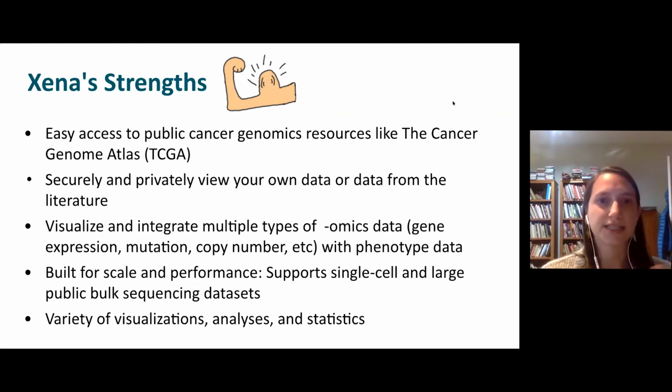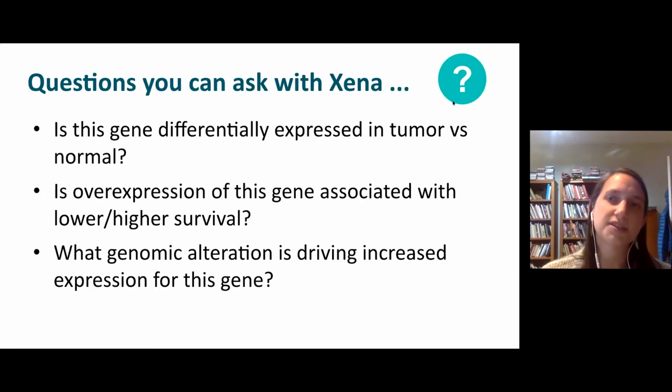We're really built for scale and performance. Like I said, we support single cell analysis, and we also support large public bulk sequencing data sets. And then we have a really wide variety of visualization analyses and statistics. So some example questions you can ask with Xena are: is this gene differentially expressed in tumor versus normal? Or is the overexpression of this gene associated with lower or higher survival? Or what is driving the increased gene expression for this particular gene? Is it a mutation, or is it a copy number alteration, that sort of thing?